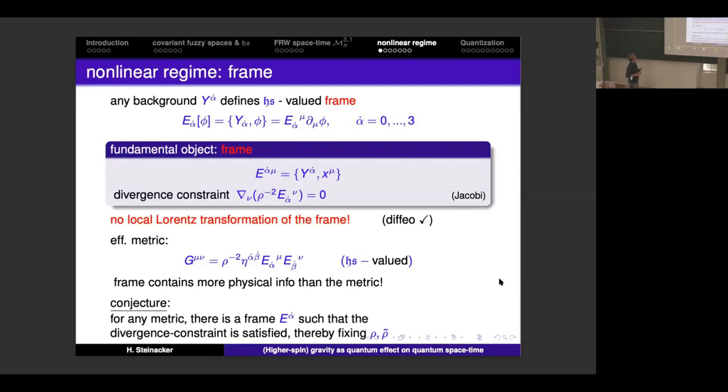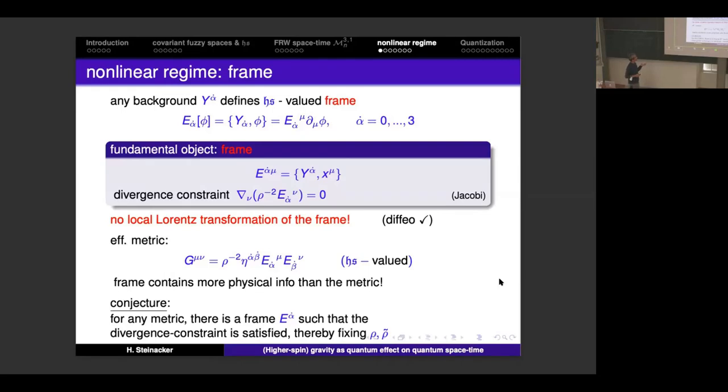And all of these objects are actually really higher spin values, strictly speaking. I'm hiding the higher spin dependence. In principle, all these objects are higher spin values, but let's focus on the lower spin sector, which is the classical thing. And the fact that you have no local Lorentz transformations means that the frame actually contains more physical information than usual. And that's something which we don't understand really fully.